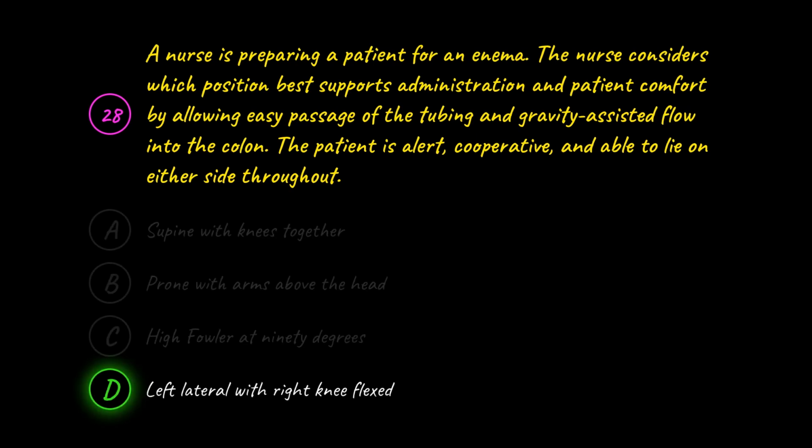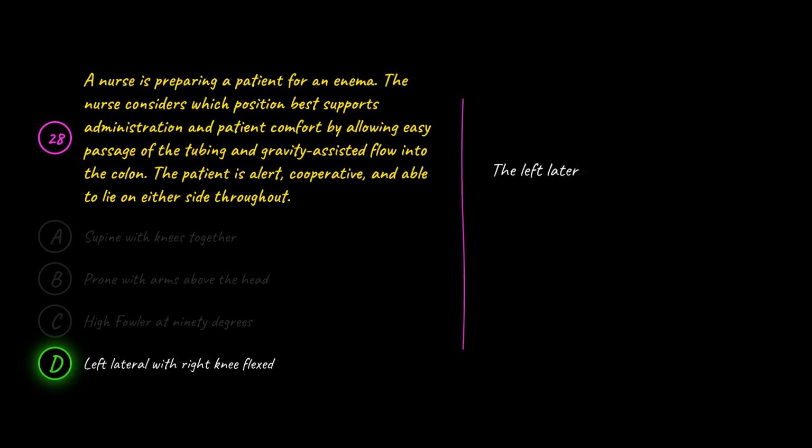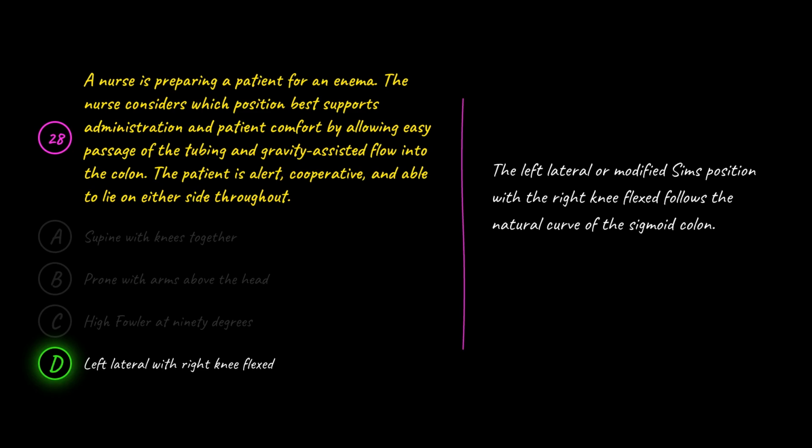The correct answer is D. Left lateral with right knee flexed. D is correct because the left lateral or modified Sims position with the right knee flexed follows the natural curve of the sigmoid colon. The arrangement eases tubing insertion and lets gravity assist solution flow into the rectum.